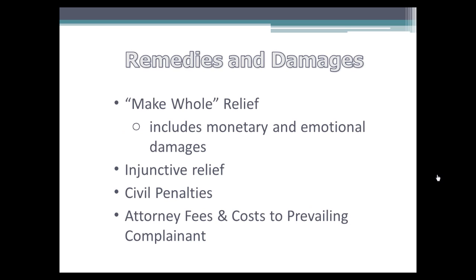In federal court, punitive damages can be awarded. At the state level, a judge can award civil penalties of up to $10,000 for the first offense, $25,000 for the second, and $50,000 for the third. And attorney's fees and costs can be a substantial portion of the damages.